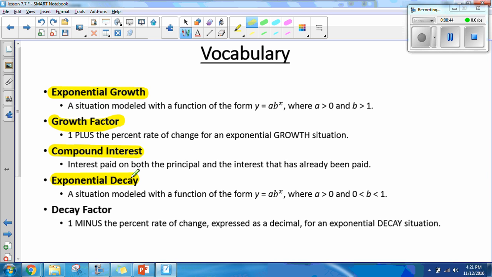Exponential decay is a situation modeled with a function of the form y equals a times b to the x power, where a is greater than 0 and b is greater than 0 but less than 1. The decay factor is 1 minus the percent rate of change, expressed as a decimal, for an exponential decay situation.